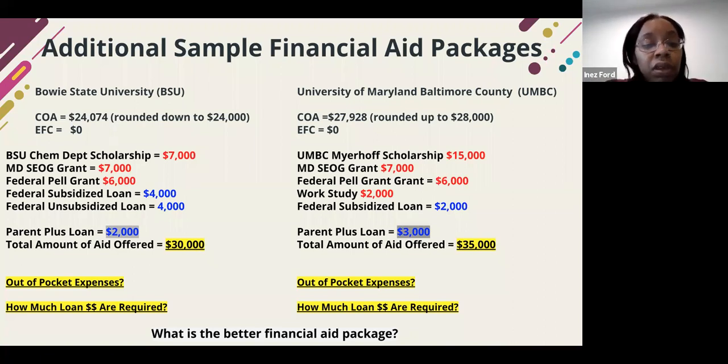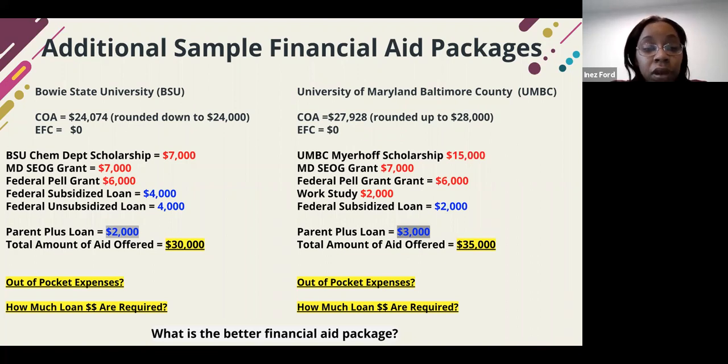So you got Bowie State University, where this person got a scholarship for 7,000. All the scholarships are in red. They got a Maryland SEOG grant, and Bowie State is in Maryland, so they got some Maryland money. They got a federal Pell Grant. You put the two together, that's 20,000. They have to take out $8,000 in loans, 4,000 unsub, 4,000 sub, and their total, remember, you don't count the Parent Plus loan, so their total is 28,000.